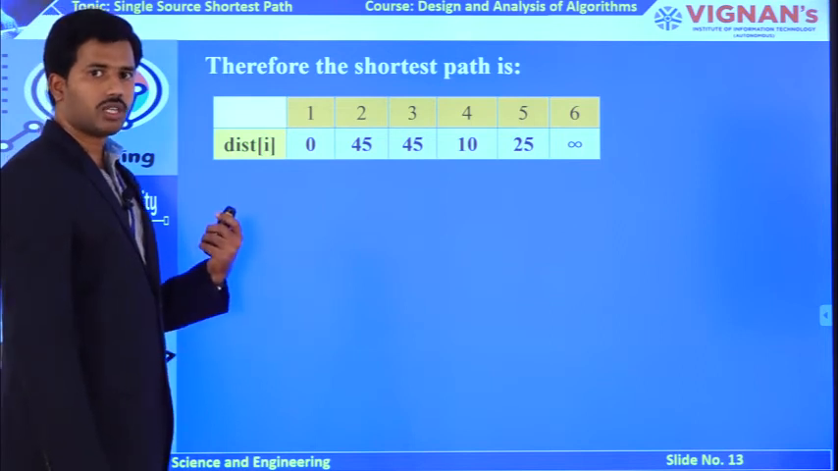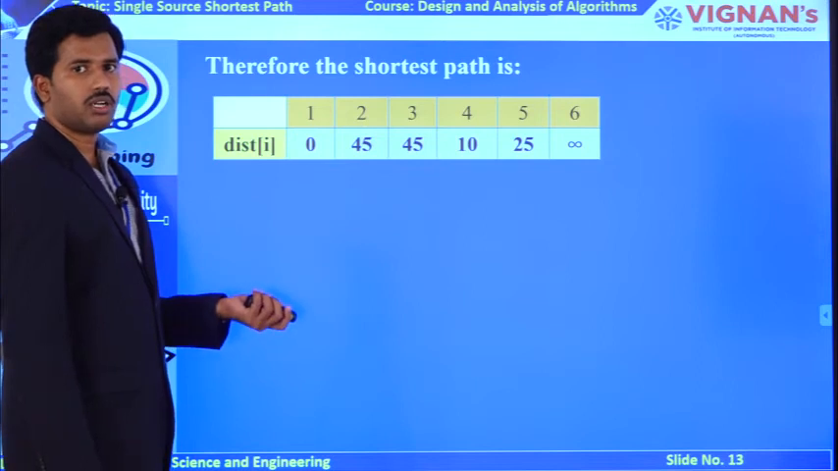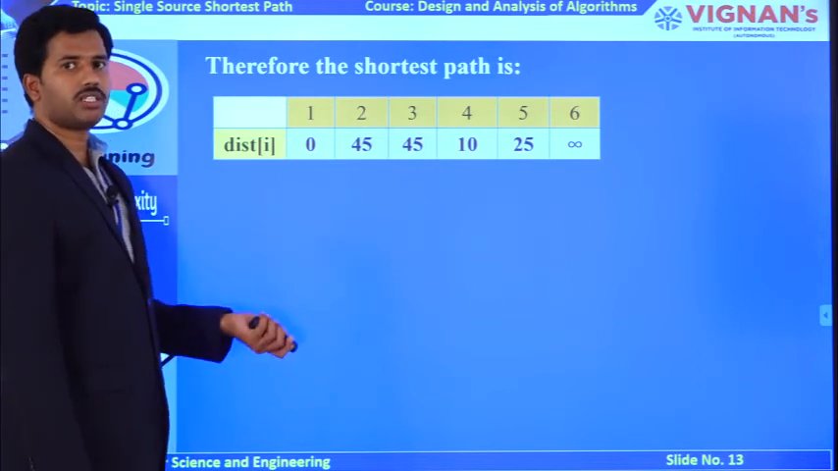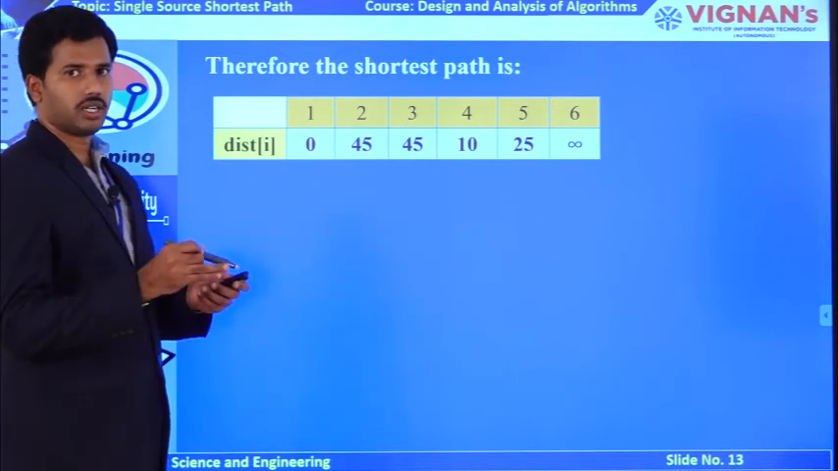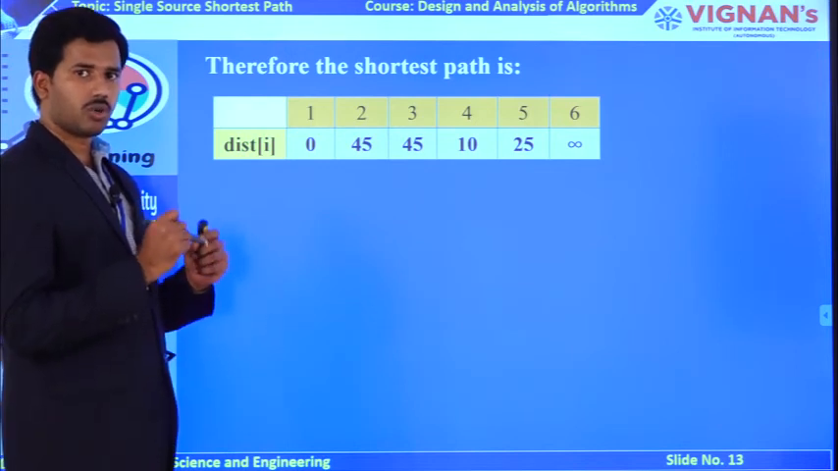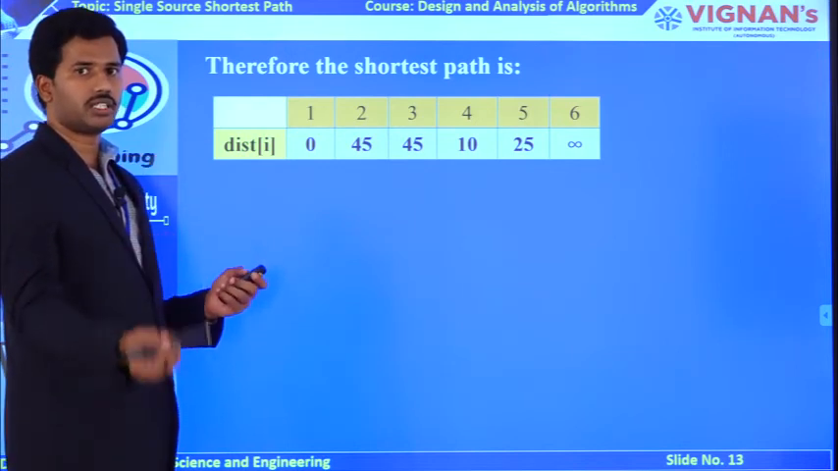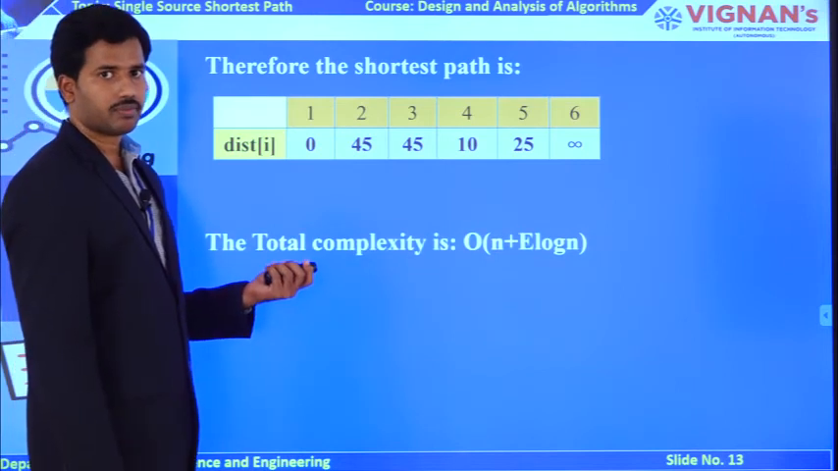Now the total time complexity for this algorithm is O of (n plus e) log n. Why n plus e into log n? There are n vertices and e direct edges, and the time complexity to find the shortest path from the source vertex to all vertices, considering the e edges, is together big O of (n plus e) log n.